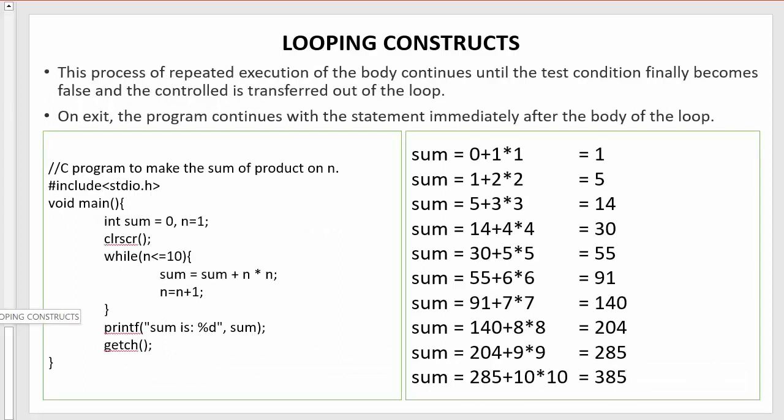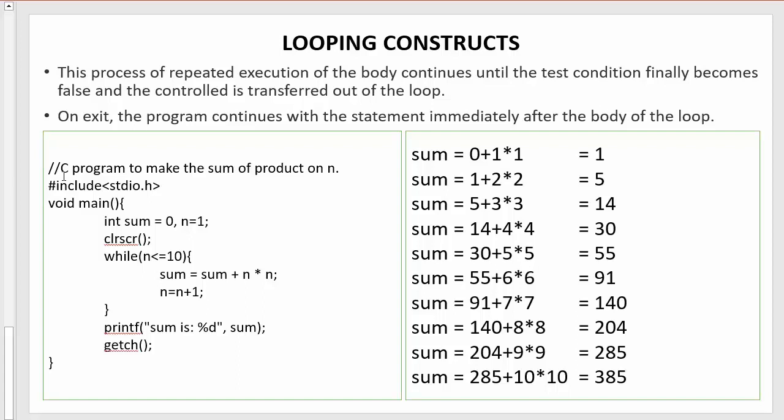Now let us move ahead to the next slide. As I have said, this process of repeated execution of the body continues until the condition finally becomes false, and the control is transferred out of the loop. Once the condition becomes false, the control comes out of the loop to execute other statements. On exit, the program continues with the statement immediately after the body of the loop. Once the loop is terminated, whatever statements come after the loop will get executed. I hope you have understood how the while loop works, and we will further discuss this while loop with the help of an example.